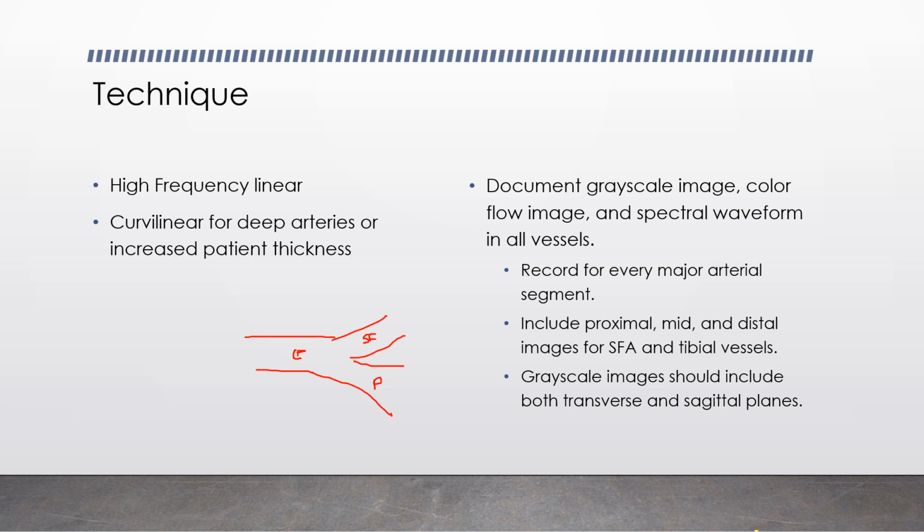So you can go back to transverse so you don't slide off of it, and you're going to evaluate one section at a time. However, you don't need to take an image constantly as you go down the vessel. What you want to do is do a proximal, a mid, and a distal. And then when you get to the popliteal, you're going to want to do just a popliteal. So you're recording every major arterial segment, but you're not recording every image that you look at.